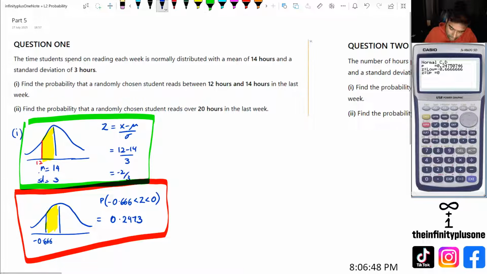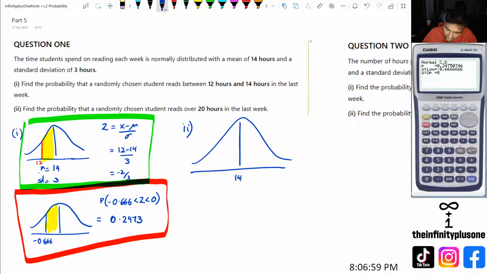So if we look at question 2, it says find the probability that a randomly chosen student reads over 20 hours in the last week. Now I'm going to again draw the graph. 14, 20 is going to be over here, and we're looking for over 20, which is going to be this slot here. For this particular question, I'm going to go straight into the calculator to show you how to do it.